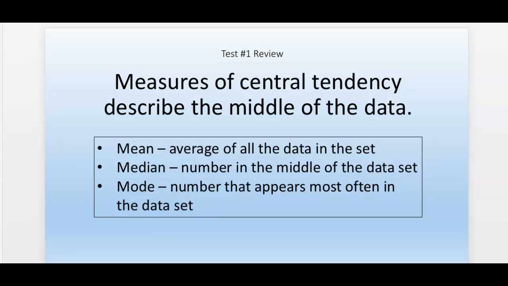We started this year looking at measures of central tendency. They describe the middle of the data: the mean, the median, and the mode. The mean was the average, the median was the number in the middle when you listed them in order, and the mode was the number that appeared the most often, the most frequent.